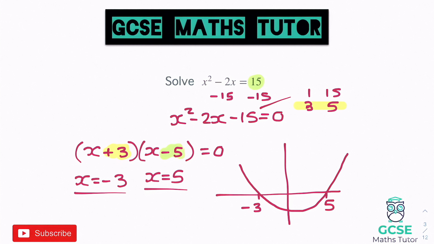And that's all that we're actually working out. That's what we're solving, these two solutions here. I'm just thinking about what the graph would look like. So I've got a couple of questions for you to have a go at. Obviously, the main priority here is actually getting to these solutions. X is -3, X is 5.